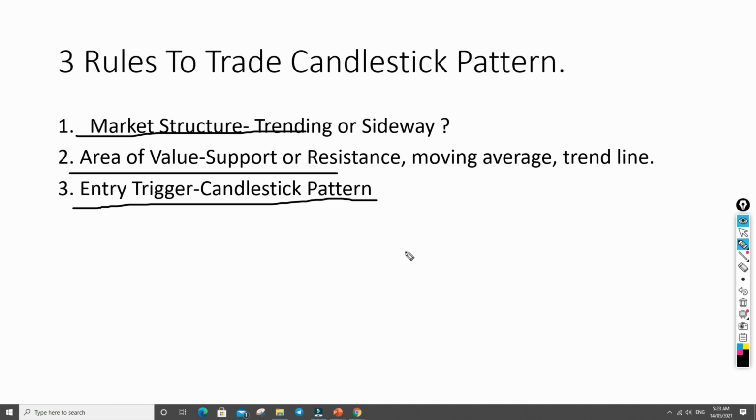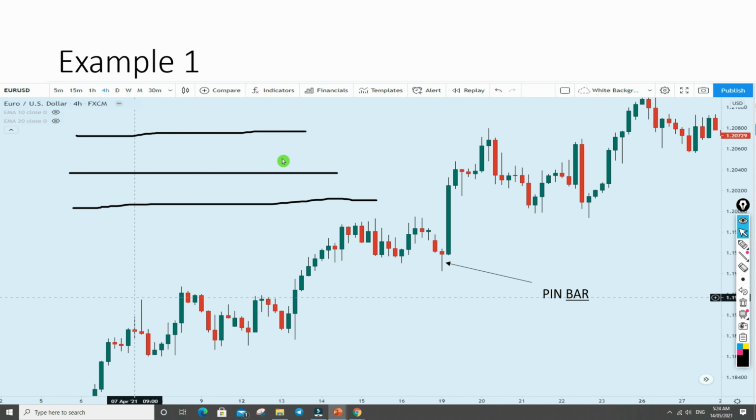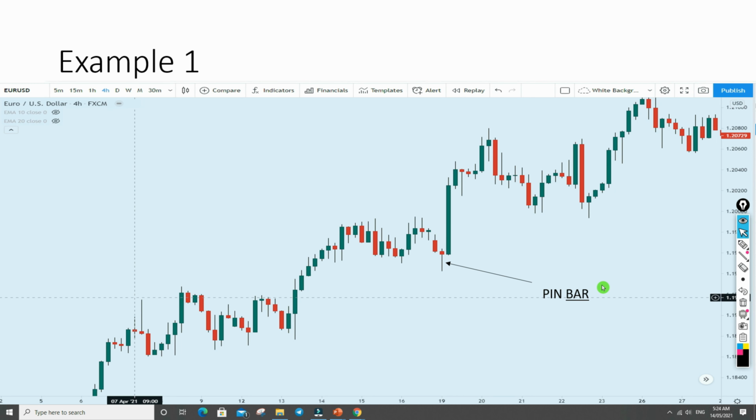So now let's look at real examples where you can apply these rules and what we have learned so far. Example 1, in the real chart. First of all, rule number 1, tell me, I give you 10 seconds. What is rule number one? It is market structure. That means you have to find out whether this market is trending or sideways.